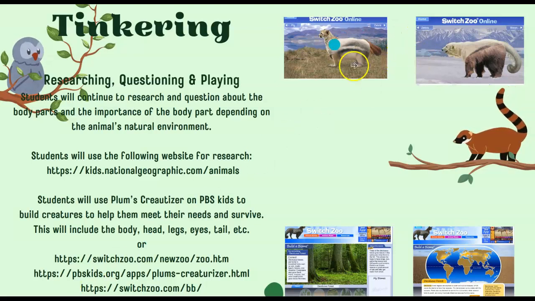We're going to use Switch Zoo. As you can tell at the top, with Switch Zoo you're able to create an animal using different body parts. And it sets it in the mountain regions, or in the grasslands, or in the polar regions, based on the animal. They're also going to use the biome part as an extension.